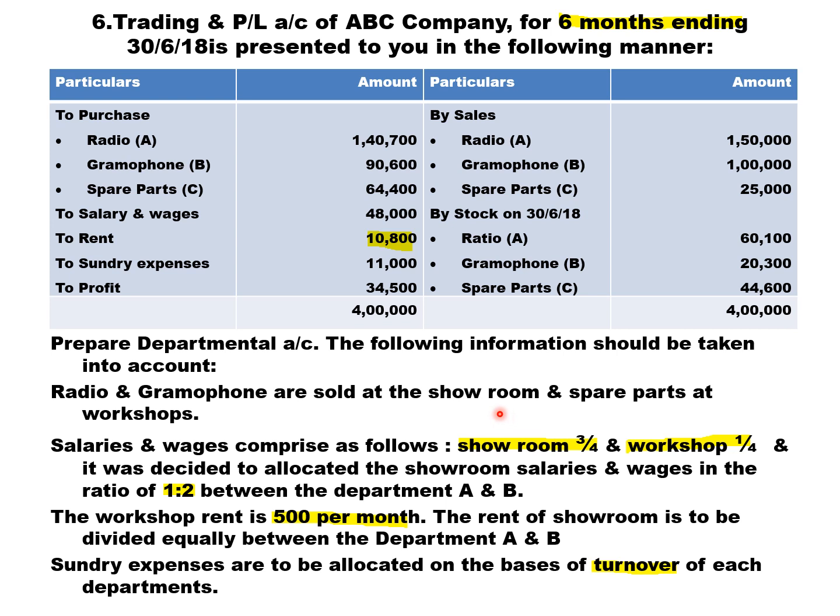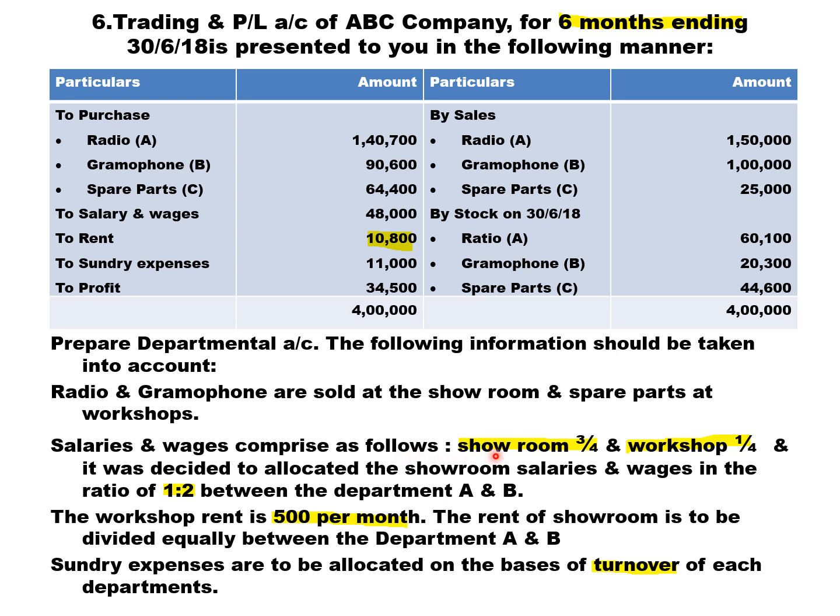So from this, what do you understand, students? A and B are located in showroom, spare parts is dealt by C, therefore C is located at workshop. Radio is Department A, gramophone is Department B, and spare parts is Department C. So conclusion, which departments are located in showroom? A and B. Which department is located in workshop? That is C. So A, B at one place and Department C at another place.